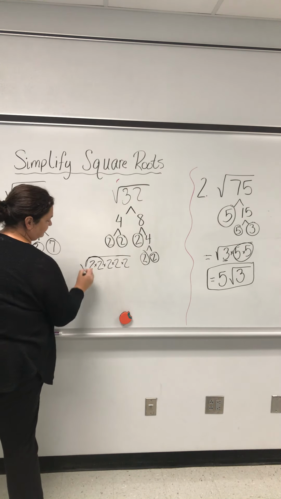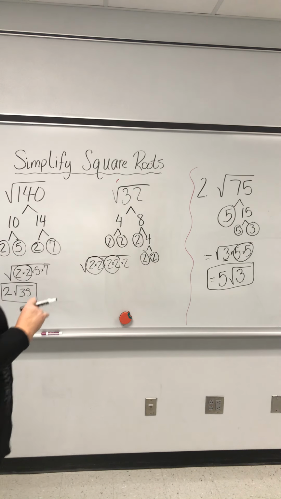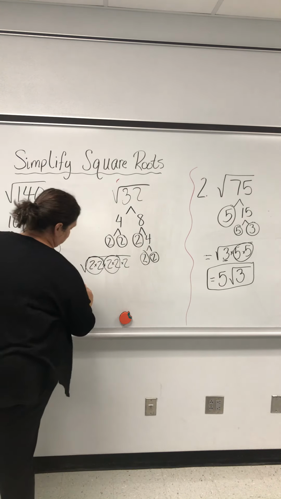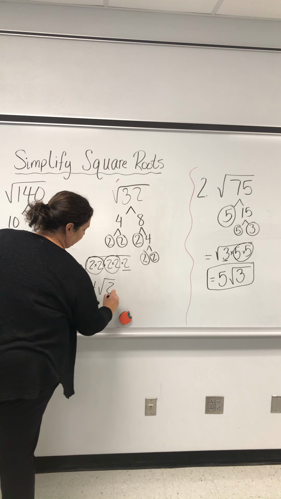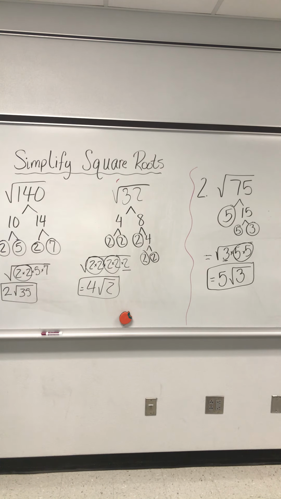Now here we'll circle our pairs, and then we have 2 pairs of 2. So now we're looking at 2 times 2, 4, and what's left? The square root of 2. So to simplify the square root of 32, we are looking at 4 square root 2.